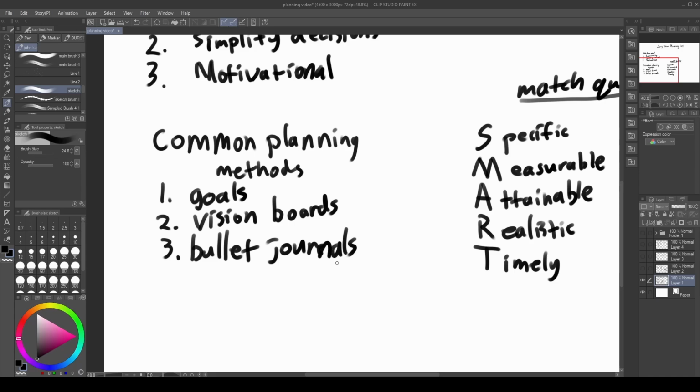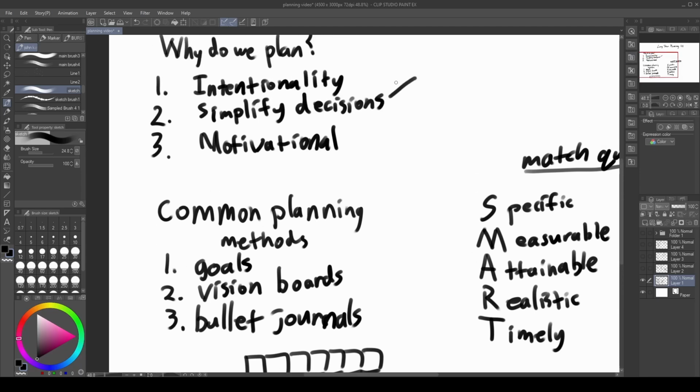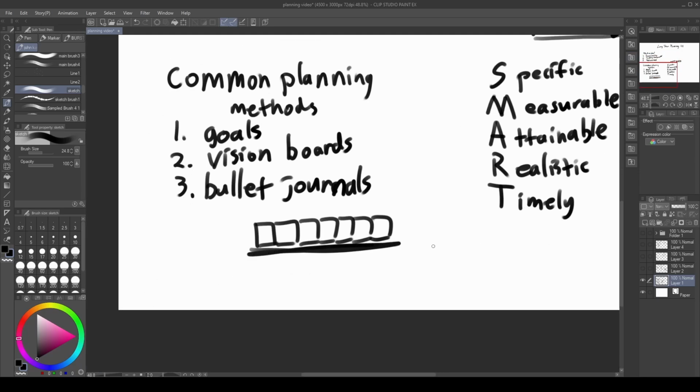A bullet journal is just a journal that has a habit tracker in it, right? So you will have boxes. And this is super popular for a good reason. It makes goals really rewarding to pursue, right? It simplifies decisions by saying, this is the habit that I need to pursue.